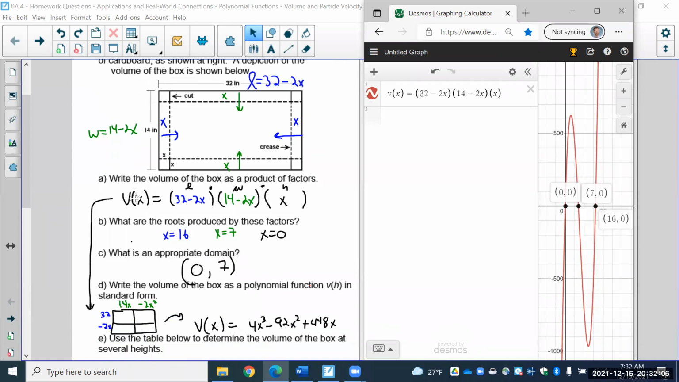All right, to put it in standard form, you're going to simply take that and multiply it out, just like in chapter 4 with polynomials. I started by distributing this x. That's why I have 14x minus 2x squared. You're going to fill in those boxes, and you're going to get this.